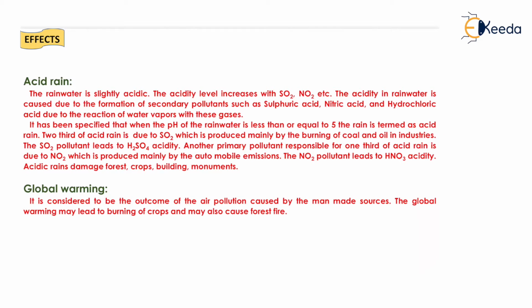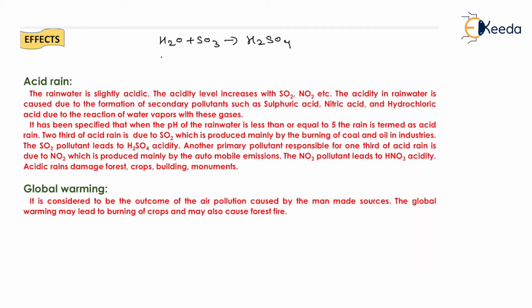Now the next effect is acid rain. We have seen that when atmospheric water combines with SO3, it will form H2SO4. When the rain comes and mixes with SO3, it will come down as H2SO4 and create acid rain. One of the best examples of acid rain is the Taj Mahal.